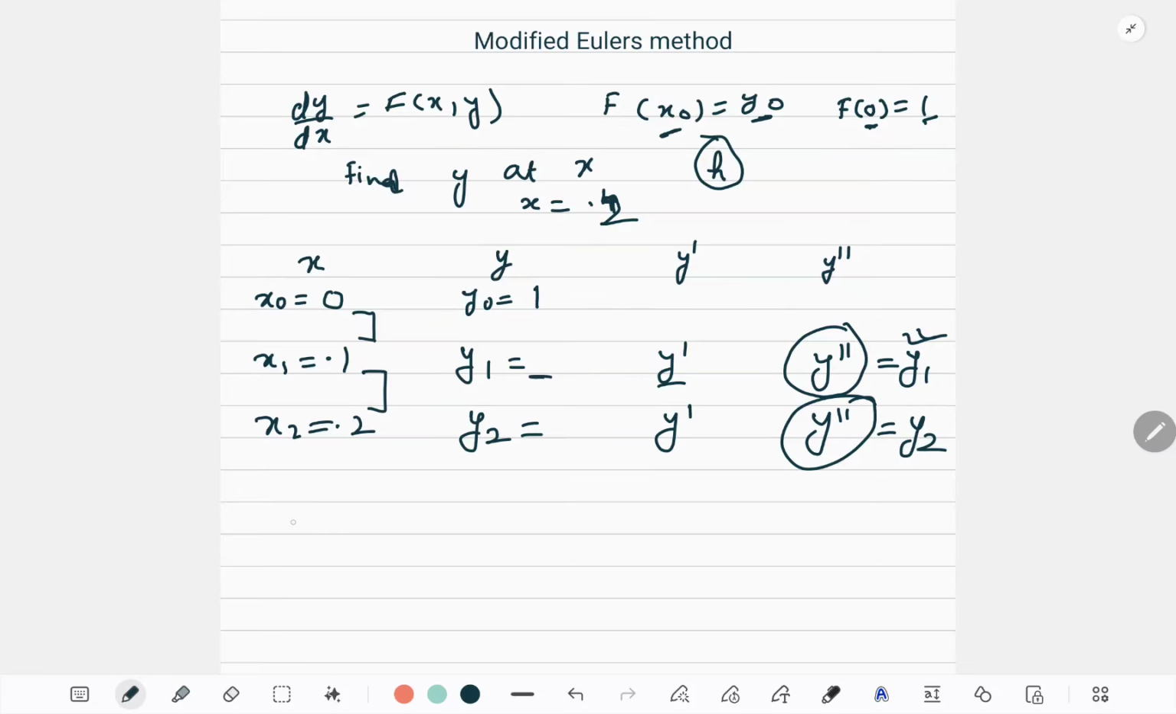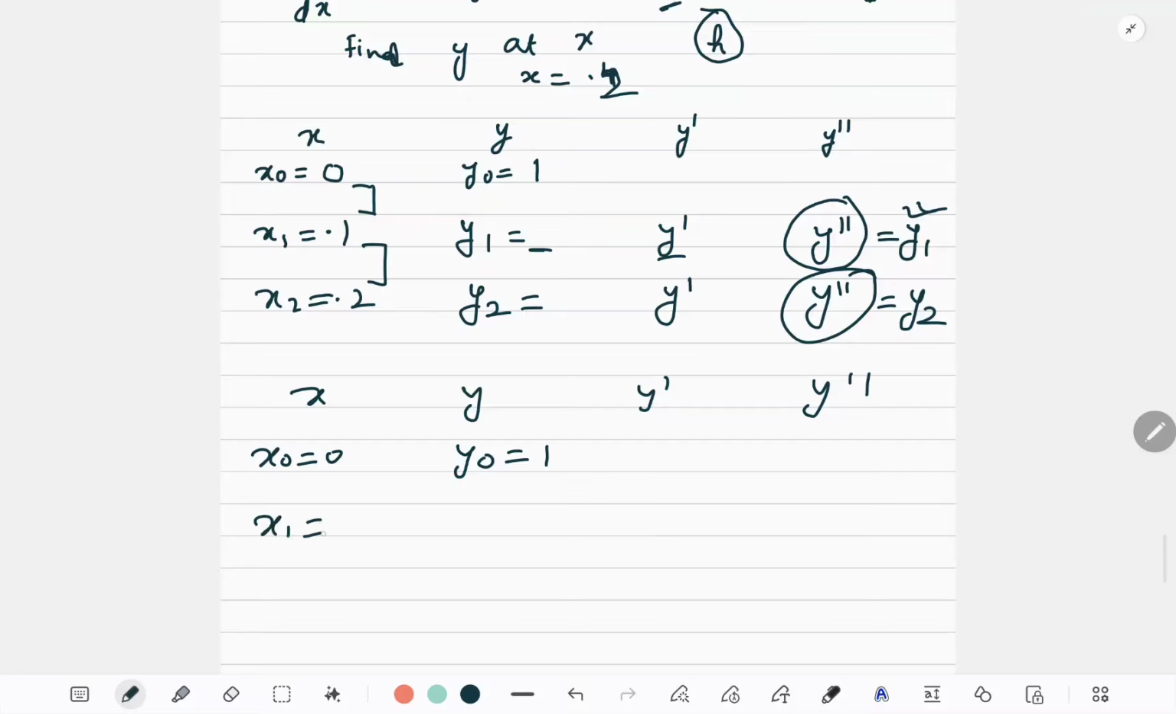I can also do it like this: x, y, y dash and y double dash, where x0 is equal to 0, y0 is equal to 1, then x1 is equal to 0.2 and y1 is something we will find out and modify twice. That will be my answer. So here I finished the question in one stage, and there I have finished the question in two stages. Obviously when h is small, meaning the number of stages is more, the answer is more accurate.